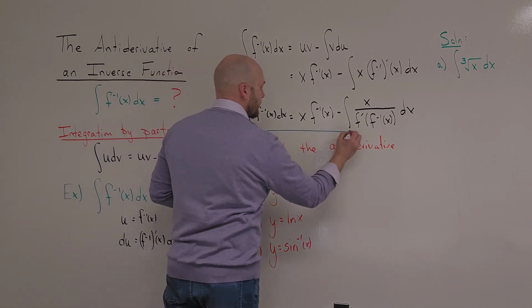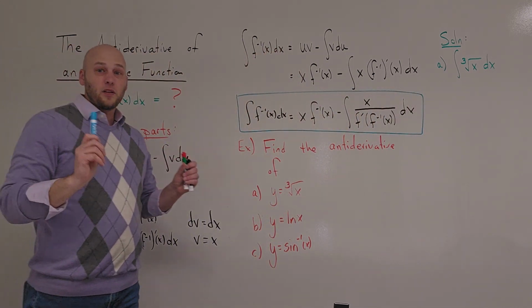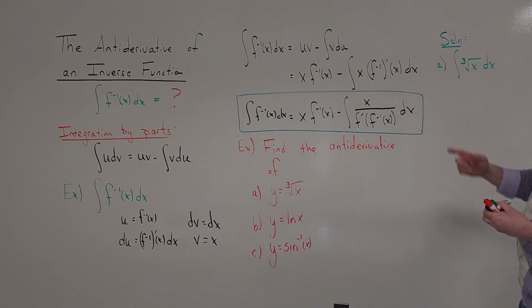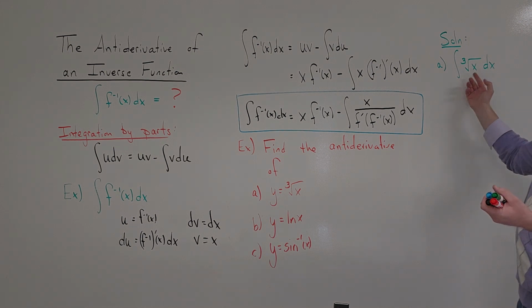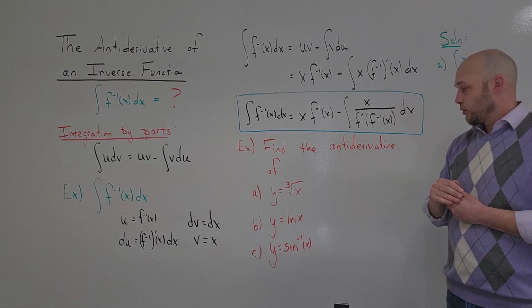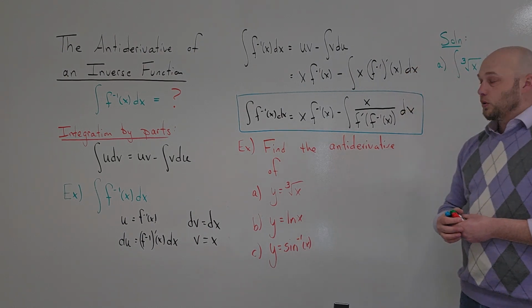This formula. Keep in mind, this is overkill for finding the antiderivative of the cube root, because we can just use a power rule on this. You do not need this for the antiderivative of the cube root, but I think it will be helpful when we come down to some of these harder integrals.